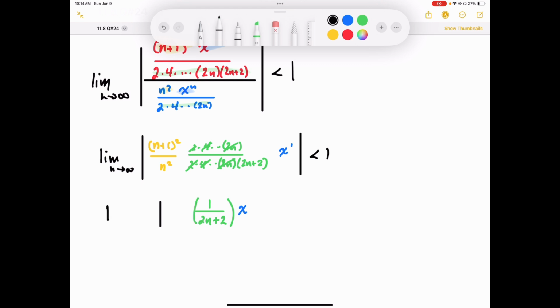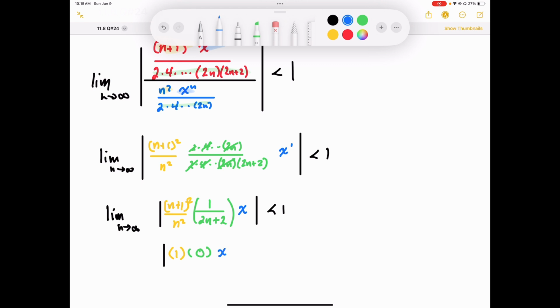So the limit as n approaches infinity, we have n plus 1 squared over n squared. We have that leftover 1 over 2n plus 2. That's going to go to 0. We have that x, and that's going to be less than 1. Now when we apply our limit, the n plus 1 squared over n squared becomes 1. That green part now, we're dividing by infinity, so this becomes 0.